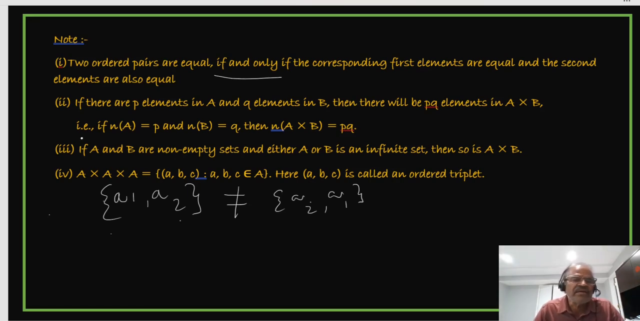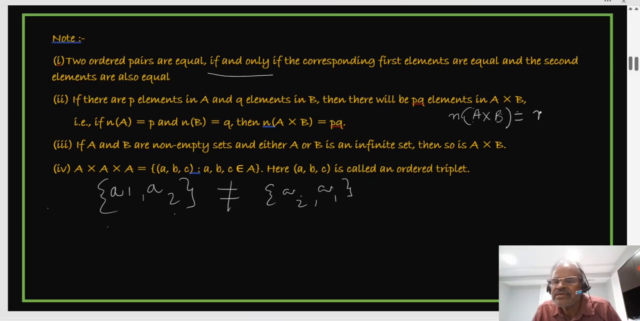The second one: if there are P elements in A and Q elements in B, then there will be PQ elements in A into B, A cross B. This is a Cartesian product. That means you can see n(A cross B) equals n(A), the number of elements of A, into n(B), the number of elements of B. This is an obvious and important relation. When n(A) is P and n(B) is Q, the number of elements of A cross B is PQ.